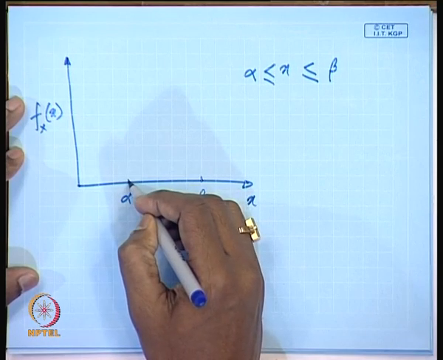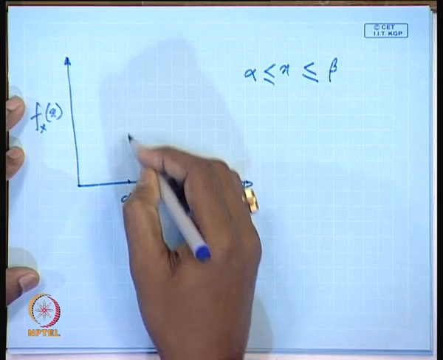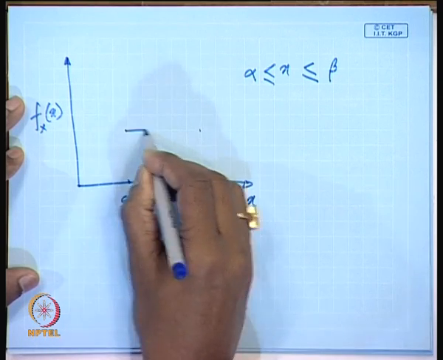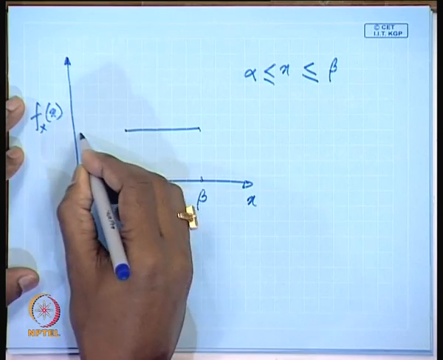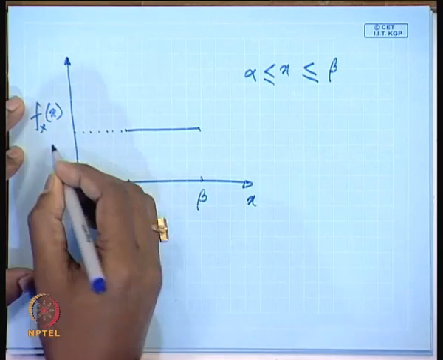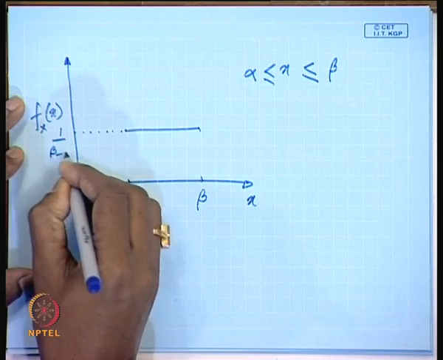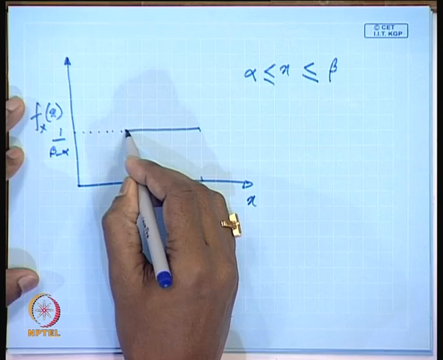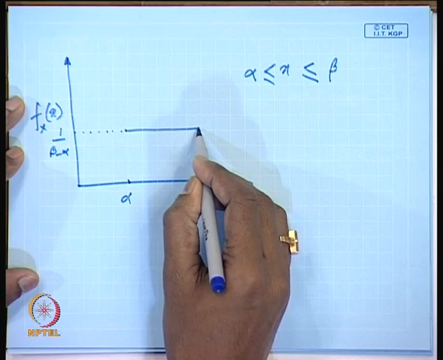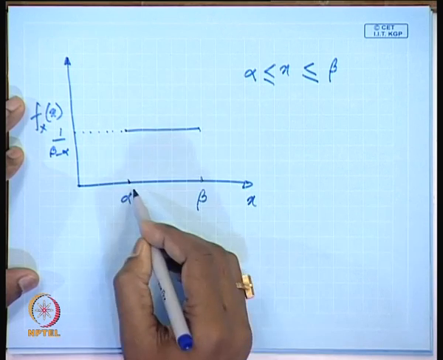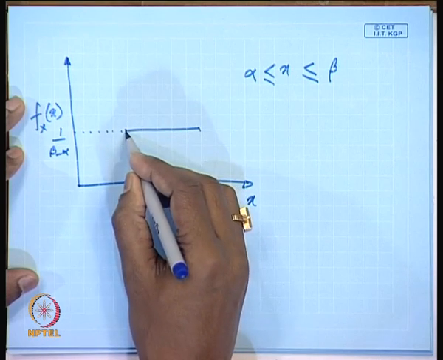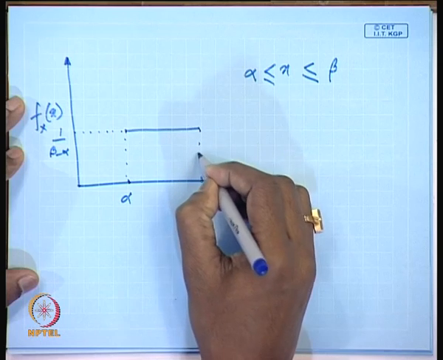At this value the probability, which I show as an indicative line from this point to this point, is 1 by (beta minus alpha). So from this range to this range the density is uniform all over this region. That's why the name is uniform distribution, and just for reference we are noting these two lines from alpha to beta.